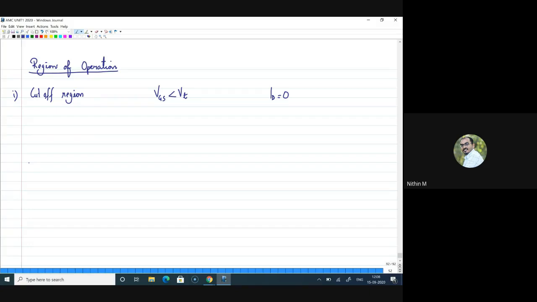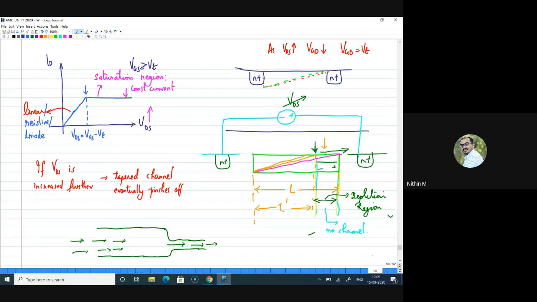Cutoff region. Now, if you're applying a VGS which is greater than or equal to VT, so if you're applying a voltage which is closely equal to VT or greater than VT, then I can expect a current when I apply a voltage VDS. When there is a channel present, I can definitely expect a current. So your ID is not equal to 0. ID is a non-zero value, and this we have seen in this graph.